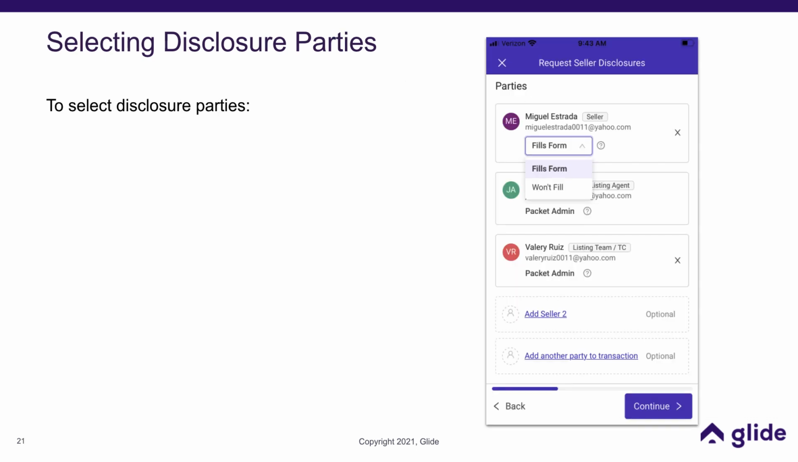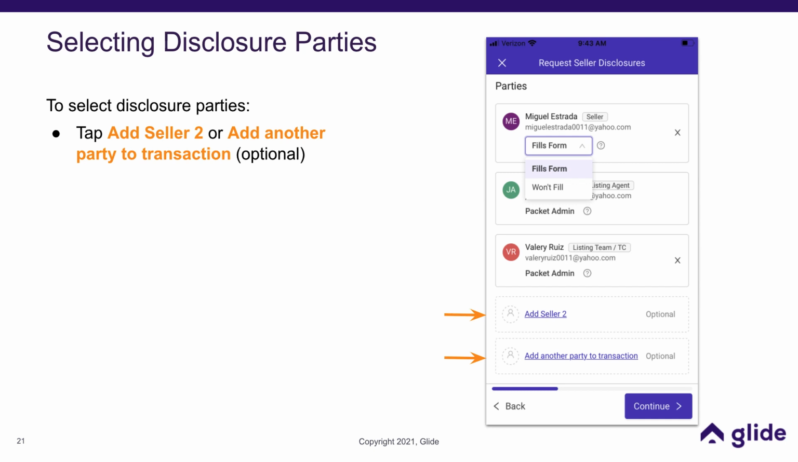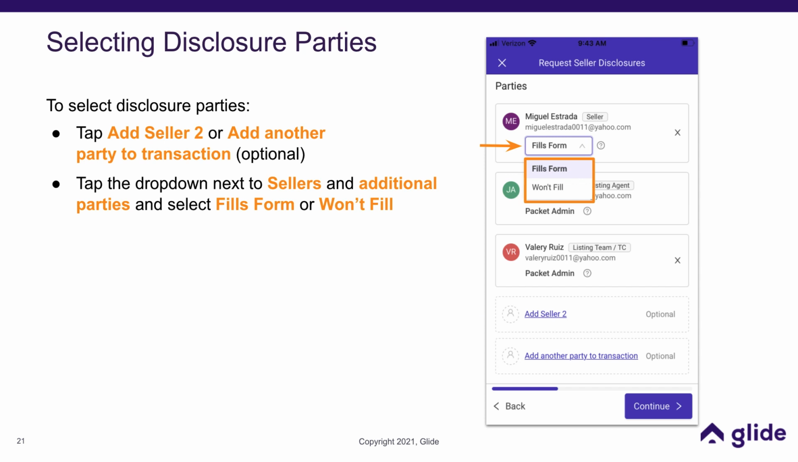You will then need to select the disclosure parties. Your existing transaction parties will be automatically added, but you can tap Add Seller or Add Another Party to Transaction to add additional parties to receive the disclosure forms. If you do add more parties, tap the drop-down next to the additional parties and select either Fills Form or Won't Fill, depending on whether or not the parties need to fill out the disclosure forms. To remove a party, tap the X next to the individual. Tap Continue once all parties have been added.